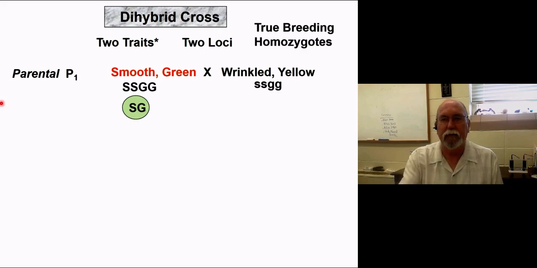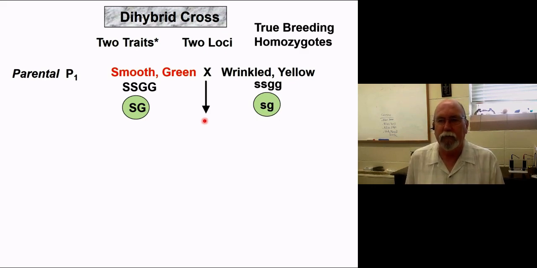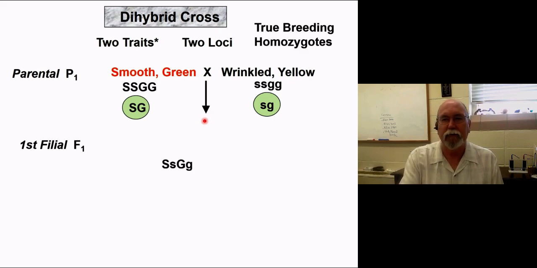And this is a homozygote, so we can only make one kind of gamete. The genetic information that it'll pass on carries big S and big G. And if we go over here, this one's only going to pass on a little s and little g, wrinkled and yellow. Well, when we cross those, of course, to make the first filial generation, everybody gets a big S and a big G from this parent, and everybody gets a little s and a little g from this parent.